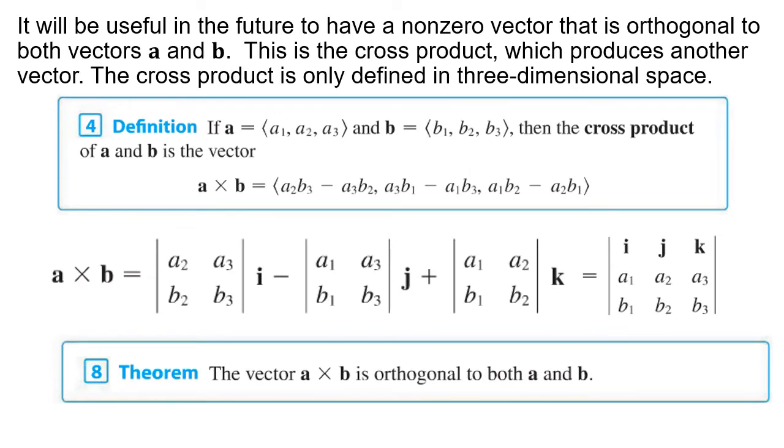So it will be useful in the future to have vectors that are not zero, that are orthogonal to two other vectors. And we'll use this idea when we get into the next section, 12.5, when we talk about lines and planes. This idea is called the cross product. As opposed to the dot product, the cross product actually produces a vector. The dot product gives you a scalar, just a number, but the cross product will give you an actual vector.